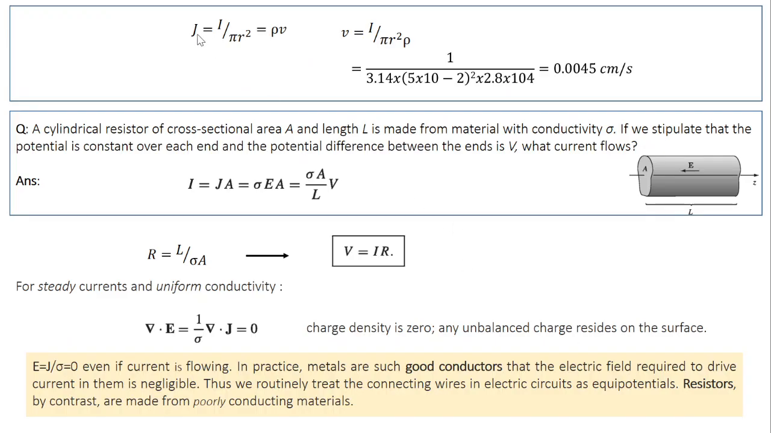We know the definition of current density. This is current per unit area perpendicular to the flow, which also can be written as charge density multiplied by velocity. From this, we know velocity equals current divided by pi r square, which is the cross-sectional area, multiplied by charge density rho. If you plug in the values, with r equal to 10 to the power minus 2, sorry for the typo here, you get 0.0045 centimeter per second. In 1 second, the electron moves only this much distance.